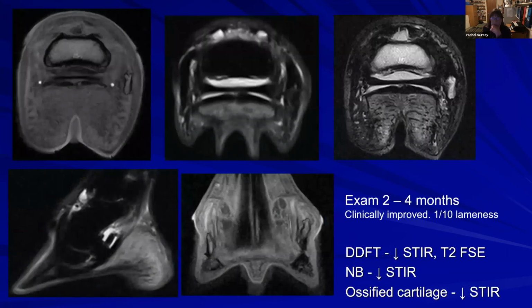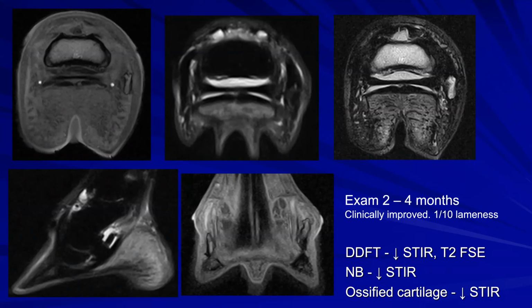So this horse was re-MRI'd 4 months after the initial exam, and we can see, when we look at 4 months, we have resolution of the increased signal intensity on STIR images, marked improvement on T2 fast spin echo, but we've still got quite a significant increase in T1 signal intensity in the navicular bone. Now the fluid signal has resolved. So this horse has clinically improved and was now only very mildly lame.